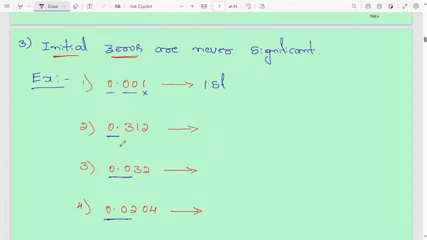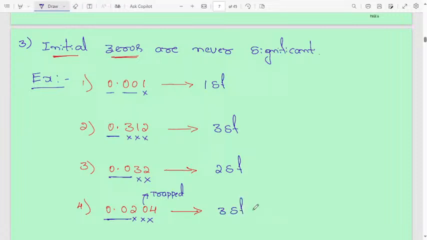In the 2-mark question, I will include four significant values. Then this 3 1 2 is three significant figures. Then 3 2 has only two significant figures. The initial zeros you leave. Then 2 0 4. Why do you consider this zero? This zero is the trapped zero, trapped between the two non-zeros. This one we can consider as significant. Therefore here are three significant figures.